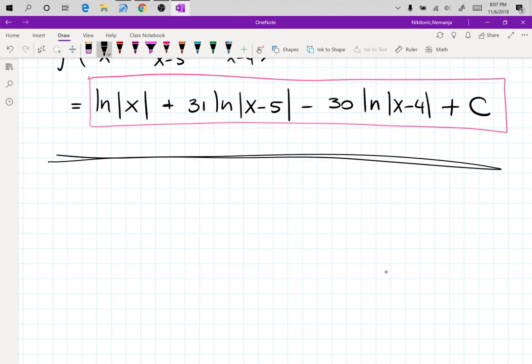The integral of tan squared x times secant cubed x dx.